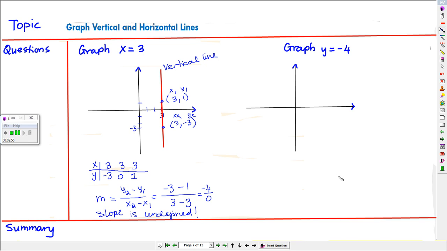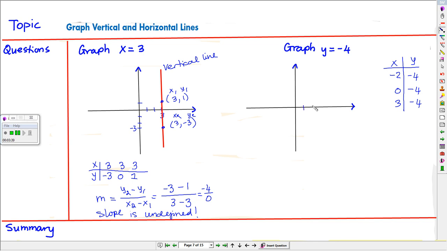So let's move on to the second equation. Let's graph the equation y equals negative 4. So we can make a table. This time I'm going to make a vertical table: x, y. Your y value will stay constant. It's always negative 4. So your x value can be all real numbers. It can be negative 2, 0, or 3, but your y value will stay the same. So now we'll plot the 3 points.